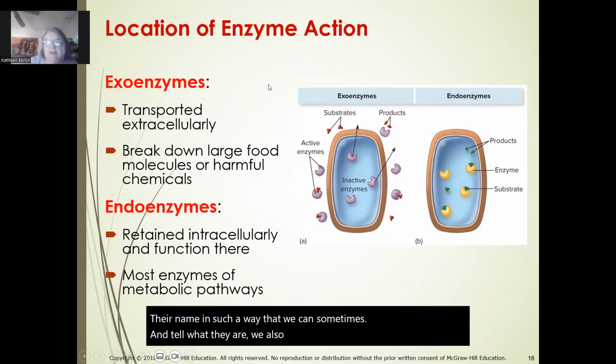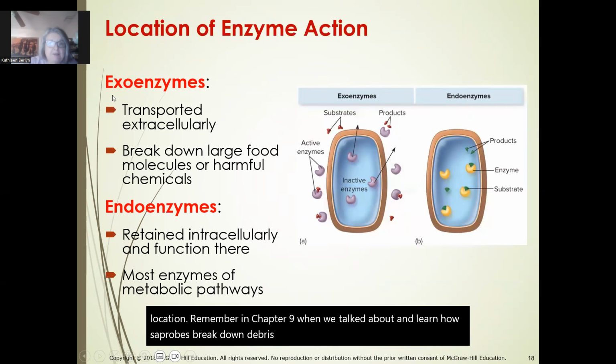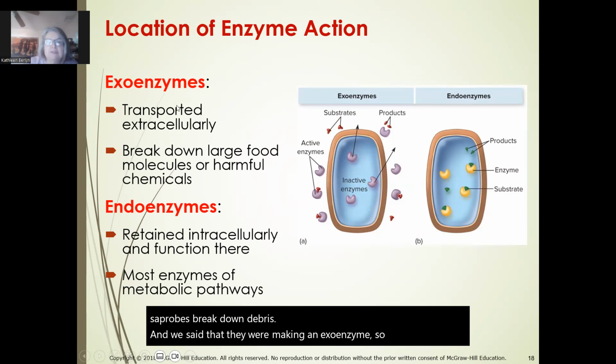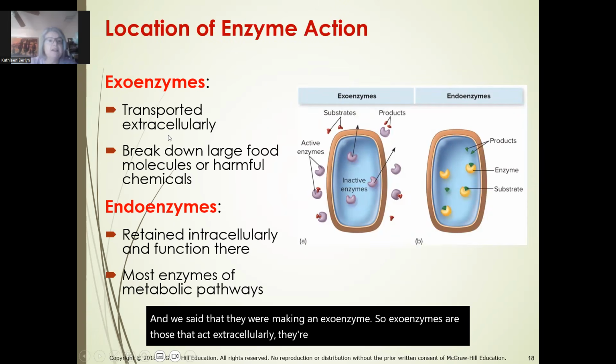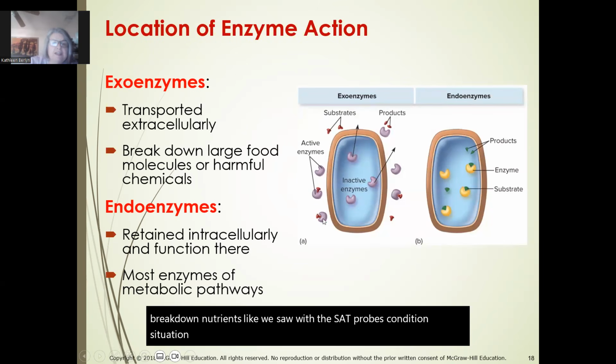We also can talk about them based on their location. Remember in chapter 9 when we learned how saprobes break down debris? We said that they were making an exoenzyme. So exoenzymes are those that act extracellularly. They're transported out of the cell. They're made inside the cell because all the stuff that you need to make an enzyme, the ribosomes and all of that, is inside the cell. But then they transfer it out of the cell, and the enzyme can act on substrates that are outside of the cell. Very often that might be a toxin, or it might be something that's going to break down nutrients, like we saw with the saprobes, where they're breaking down large pieces of debris into smaller molecules that can then be absorbed and taken into the cell to serve as nutrients.